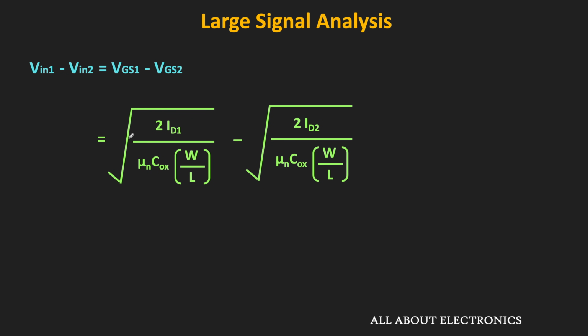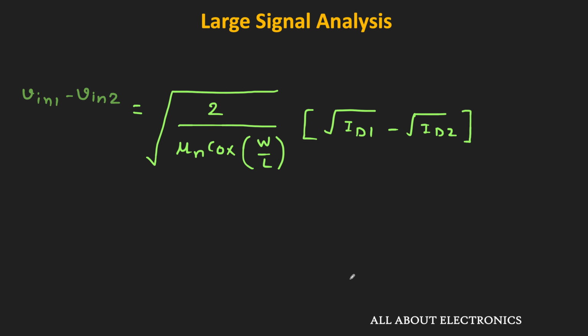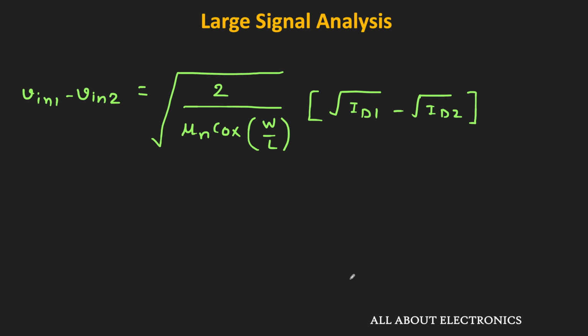And here, if we take this square root of 2 divided by (mu n times Cox times W by L) as common, then in the bracket, we are left with square root of ID1 minus square root of ID2. So in this way, we got some relationship between these drain currents and the differential input. But what we actually need is the relationship between this Vin1 minus Vin2 and the drain current ID1 minus ID2. So to get that, let us square on both sides.